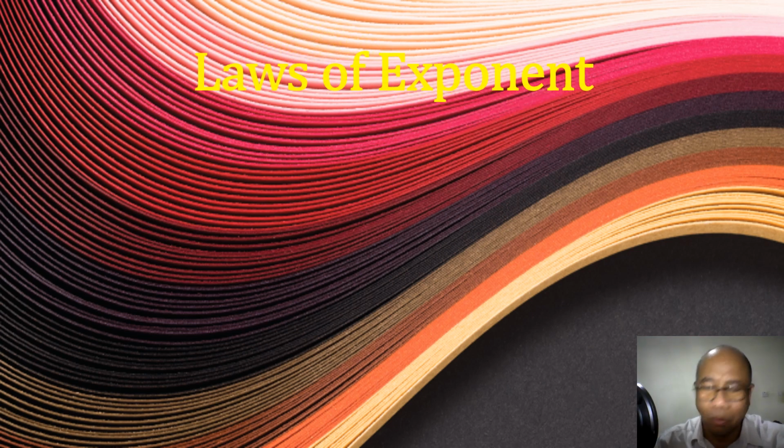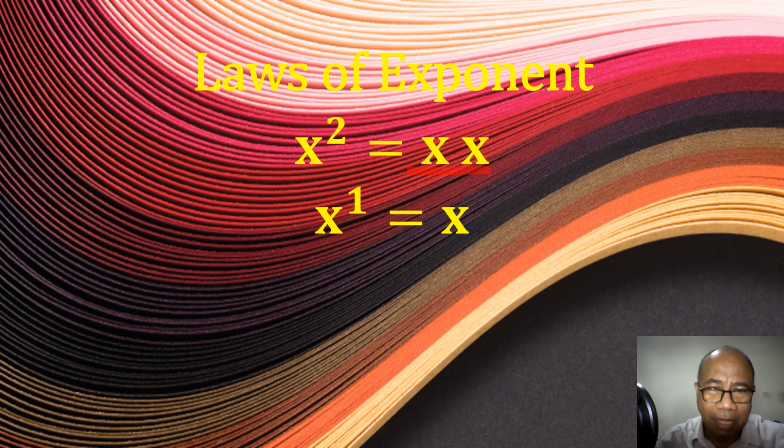Punta po tayo uli sa laws of exponent. And this time, magbigay naman po tayo ng example na algebraic expression. When we say algebraic expression, it is composed of numerical and letters. It is expression of letters and numerical values. In this example, we have x raised to the power of 2, or simply x squared, is equal to x multiplied by x. And also, x raised to the power of 1 is equal to x.